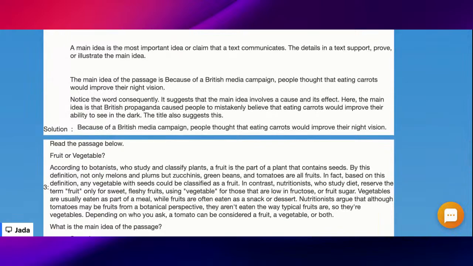Notice the word consequently. It suggests that the main idea involves a cause and its effect. Here, the main idea is that the British propaganda caused people to mistakenly believe that eating carrots would improve their ability to see in the dark. The title also suggests that. So it's just like saying the summary of all this was that because of the situation, people thought that if they would eat carrots, then it's gonna improve their eyesight.